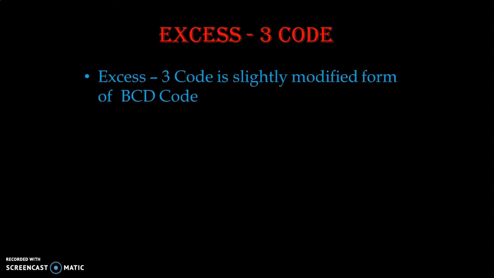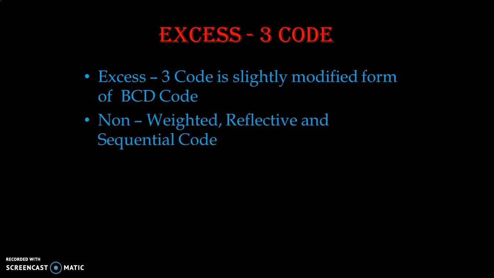Now let us understand XS3 code. XS3 code is a slightly modified form of BCD code. Actually, it is very similar to BCD code. In the previous lecture, we have seen BCD code, but XS3 is again a different type of binary code, and it is a slightly modified form of BCD code. It is non-weighted, reflective as well as sequential code.